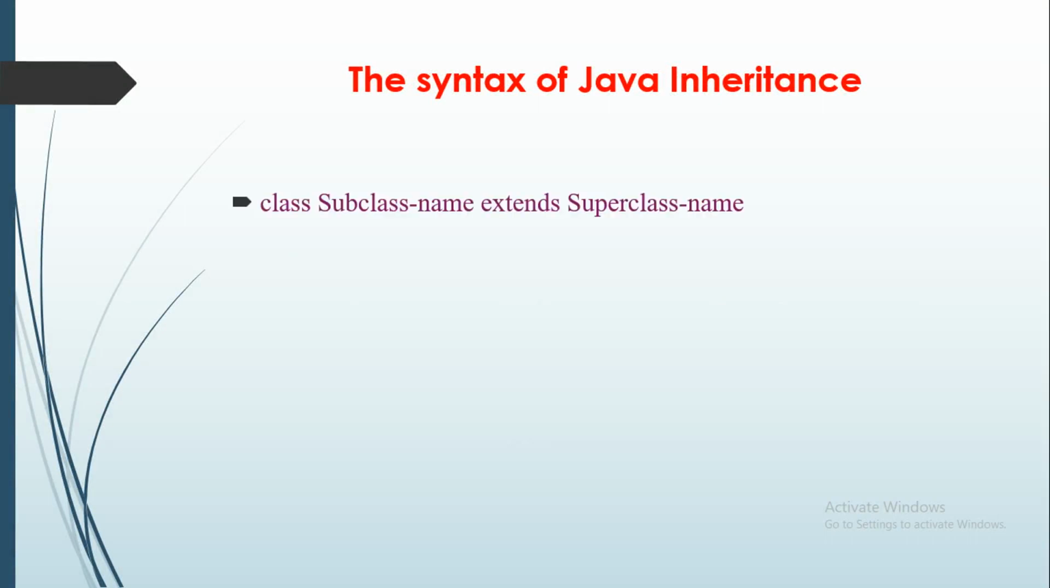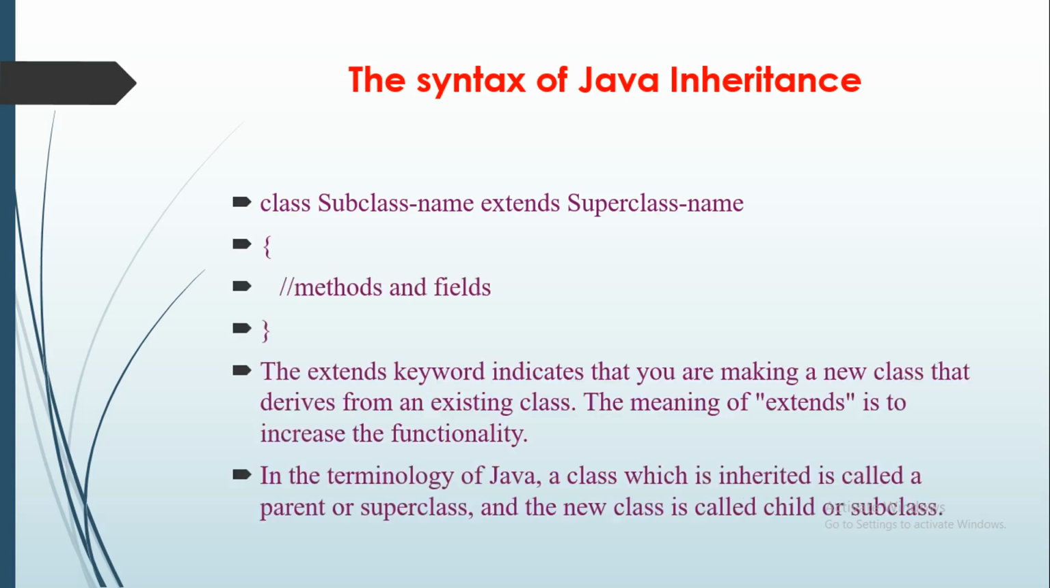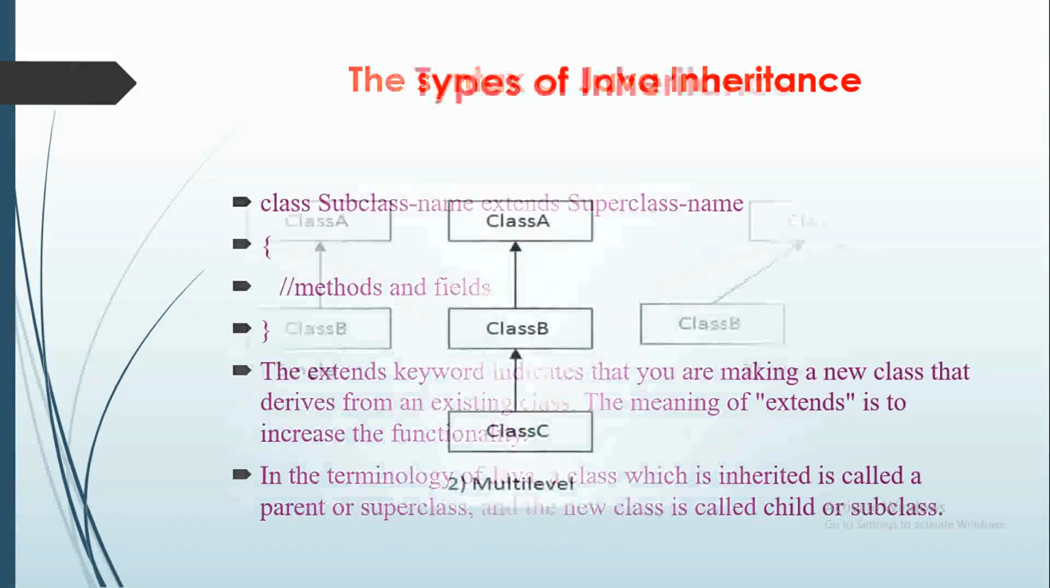class Subclass_name extends Superclass_name { methods and fields }. The extends keyword indicates that you are making a new class that derives from an existing class. The meaning of extend is to increase the functionality. In the terminology of Java, a class which is inherited is called a parent or superclass, and the new class is called a child class or derived class.